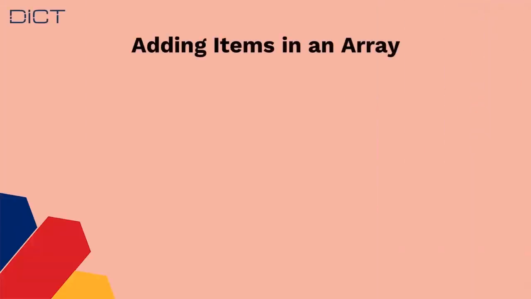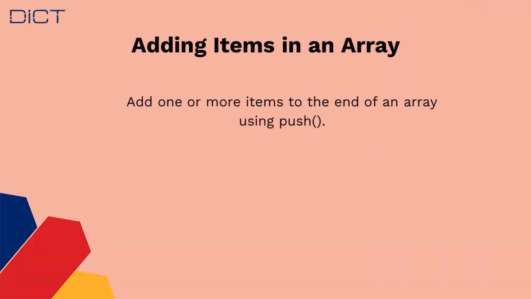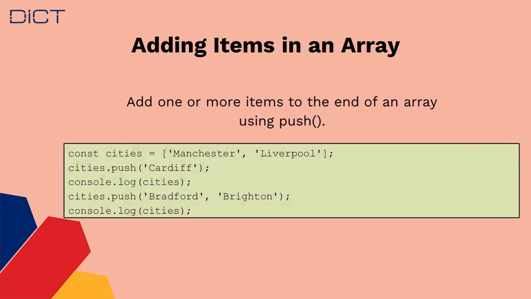Adding items to an array. To add one or more items to the end of an array, we can use the push method. Note that you need to include the one or more items that you want to add to the end of your array. The push method is the method we will use to add one or more items to our array.